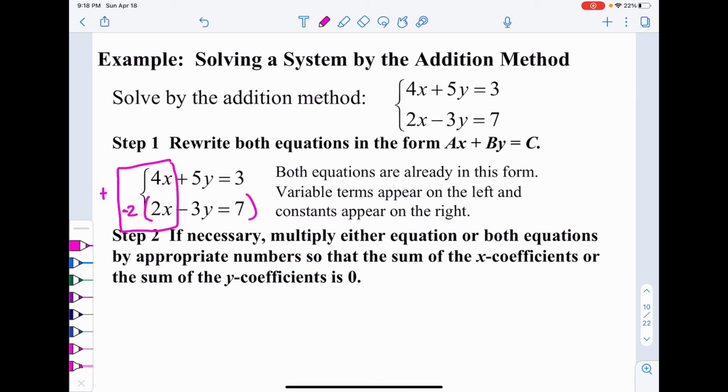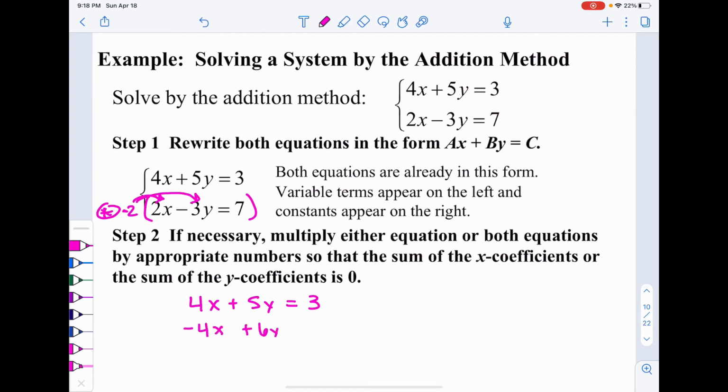So we're going to take our first equation and rewrite it as is. So our first equation is just going to be that 4x plus a 5y is equal to 3. And now our second equation is going to end up multiplying by this negative 2. So I'm going to have a negative 2 times each of those. That's going to end up giving us a negative 4x. A negative 2 times a minus 3y is a positive 6y. And a negative 2 times 7 is going to give us a negative 14. And now from here, we'd be set up to solve.